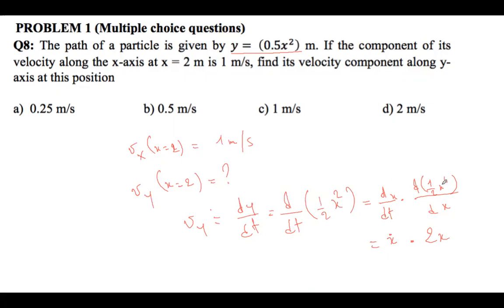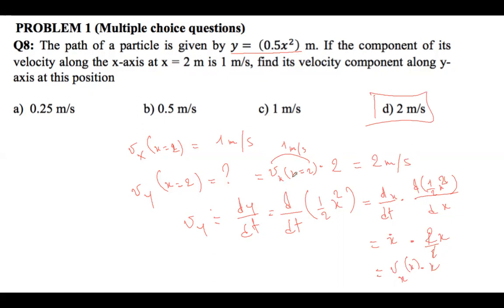But don't forget, of course, if I have 2x, that 2 in this half will go away. So if I take the derivative, this 2 will just cancel, so I will have just Vx multiplied by x. Now let's calculate Vx at x equal to 2. It's already given, it's 1 meters per second multiplied by x, which is 2. So this gives me 2 meters per second. So the answer is D.